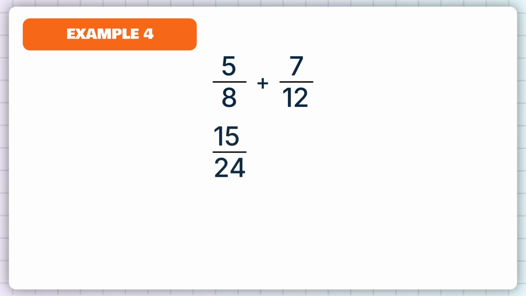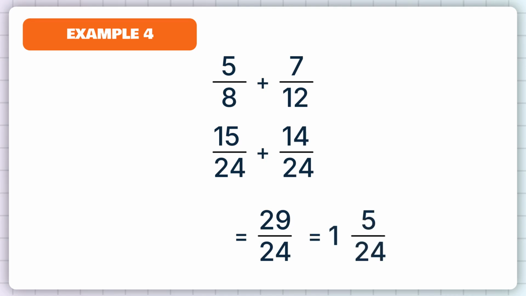Now, a slightly more complex example. 5/8 plus 7/12. First, find the lowest common multiple of 8 and 12, which is 24. Then convert these fractions into equivalent fractions with the denominator of 24. Take 5/8 and multiply the top and bottom by 3 to show it equals 15/24. Take 7/12 and multiply the top and bottom by 2 to equal 14/24. Now we can add the fractions. 15 plus 14 equals 29, which gives us 29/24. Finally, convert to a mixed number to give an answer of 1 and 5/24.